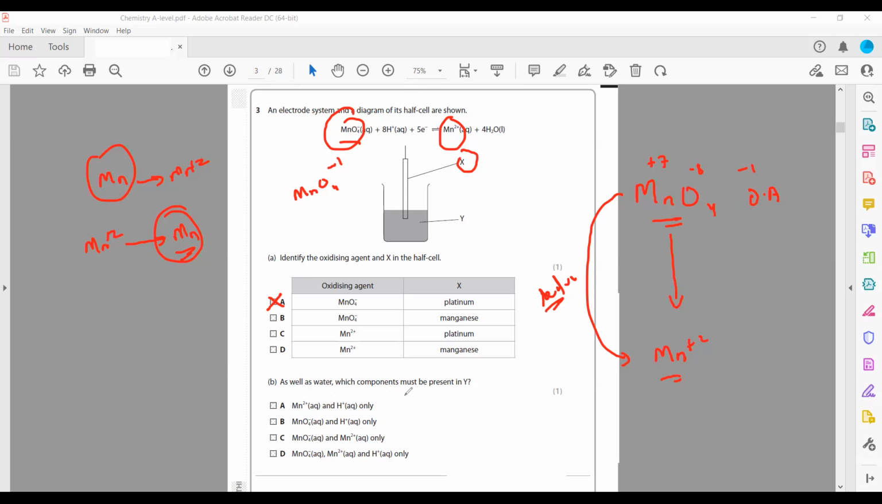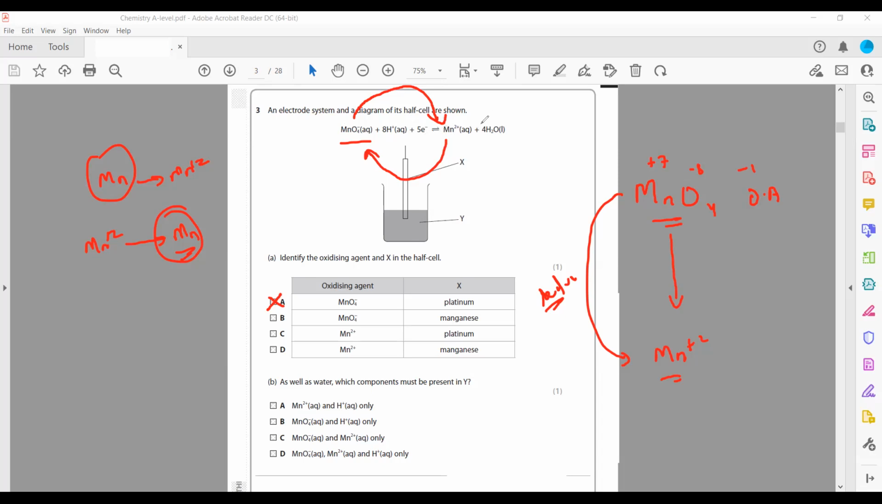As well as the water, which component must be present in Y? So what should be present? As you can see here, because it's a reversible reaction. If it's a reversible reaction, the reactant can form the product and the product can form back the reactant. So what ions should be present there? Because we don't know, maybe MnO4 with a charge of -1 might change into Mn+2, or Mn+2 might change into MnO4 with a charge of -1. Both changes can occur.